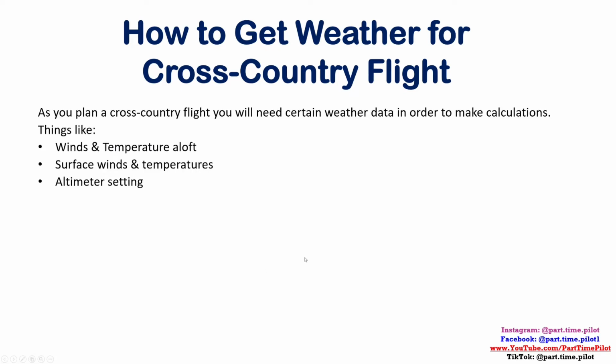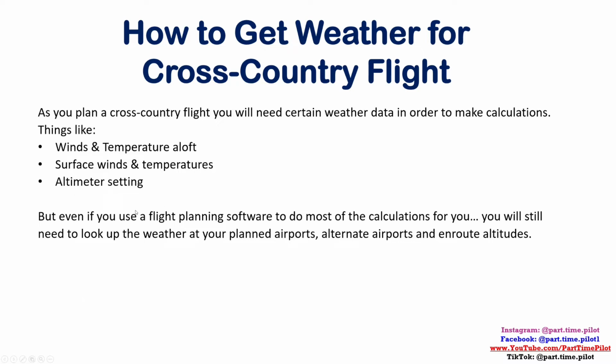As you plan a cross-country flight, you will need certain weather data in order to make calculations. Things like winds and temperature aloft, surface winds and temperatures, altimeter settings. But even if you use flight planning software to do most of the calculations for you, you will still need to look up the weather at your planned airports, alternate airports, and en route altitudes to make sure nothing has changed when you look up the day of from your flight plan, but also to look for hazardous weather, TFRs, and stuff like that.